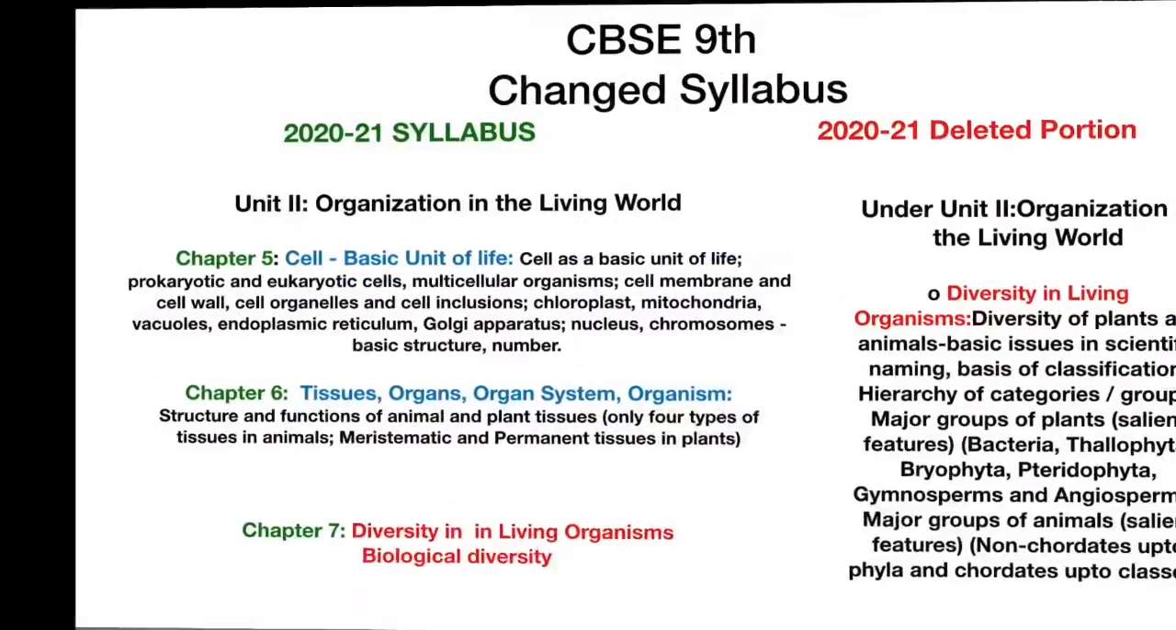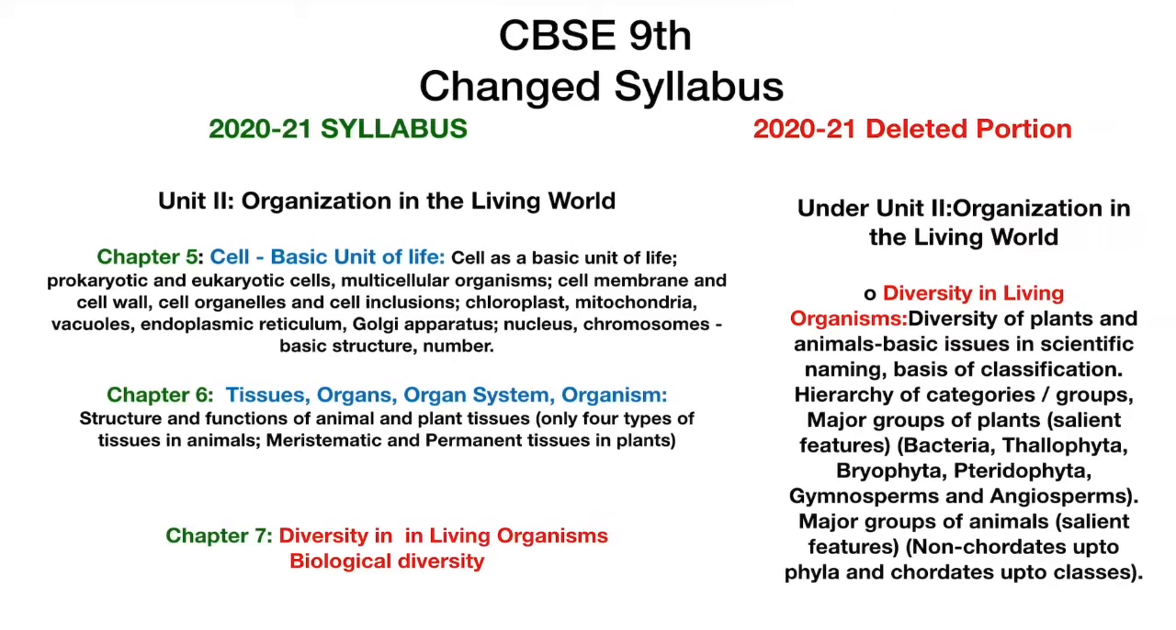Okay, so let's move further. Chapter number 5, which is related to cells, basic unit of life, and then chapter 6, related to tissues, organs, organ systems, organisms, are related to biology. These 2 chapters are kept as it is. So again, in these 2 chapters there is no change for this year as well. But chapter number 7 they completely removed. So this chapter is no more in this year's syllabus. This chapter is related to diversity in living organisms.